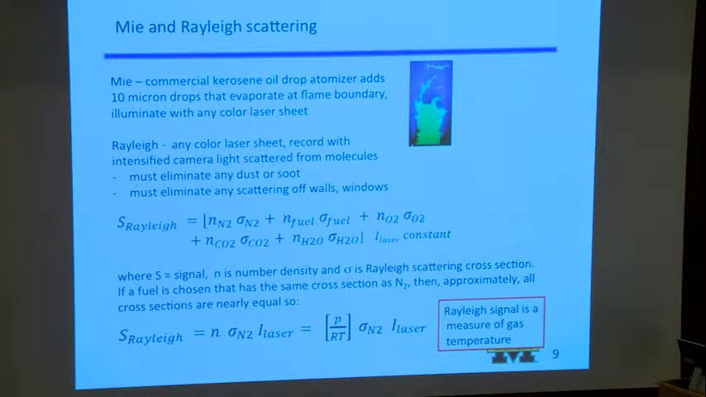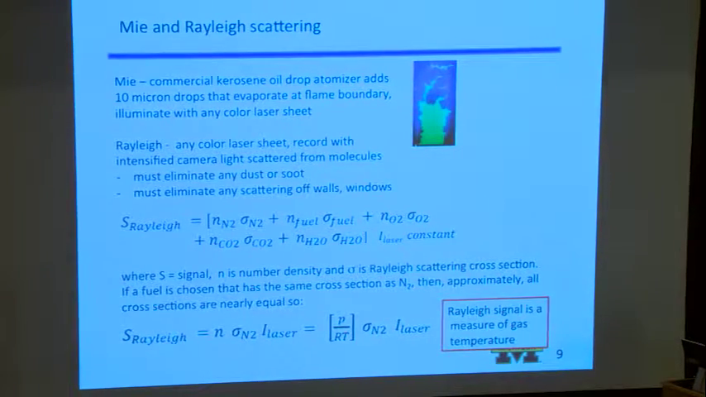So now, how do you get any information from this signal? It depends on the number density, molecules per cubic centimeter, and the cross-section sigma, which is in square centimeters. And the sigma is pretty much proportional to the size of the molecule. So if you write this equation, it doesn't do you any good unless you can somehow argue that most of these cross-sections are about the same.